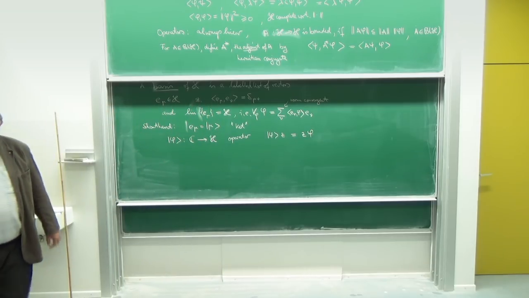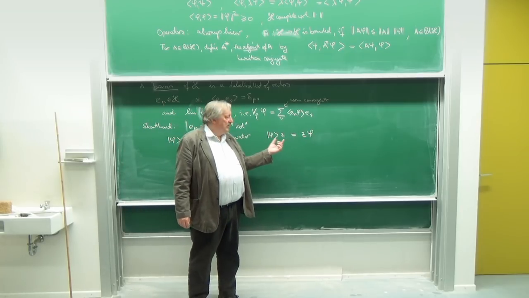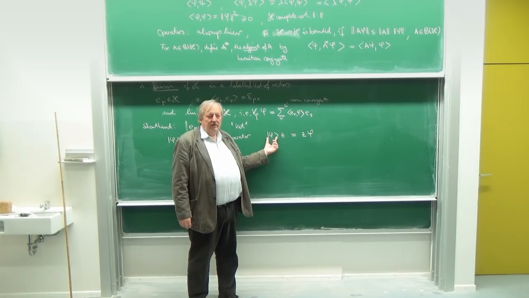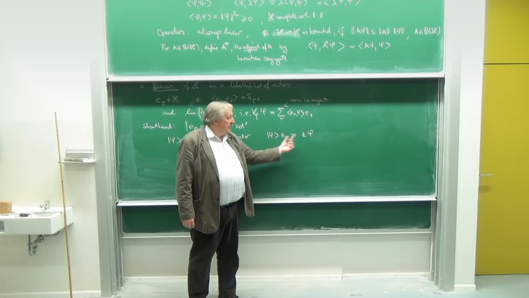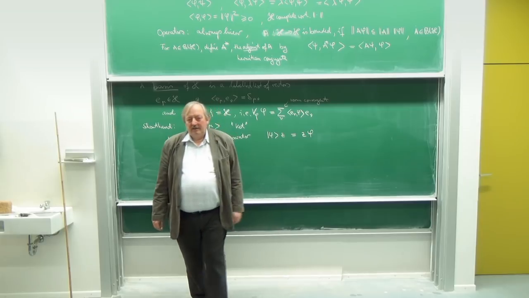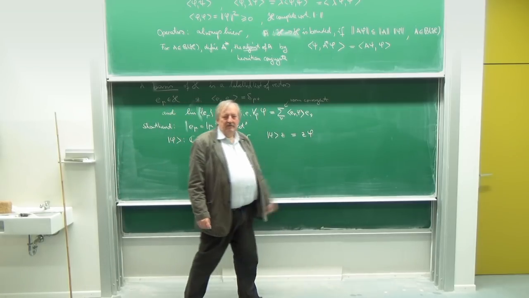So we'll have many equations like that where I define an operator by saying what it does, right? So this is supposed to be an operator on the complex numbers. So I have to tell you, what does it do to a complex number? And here's what it does. It takes the corresponding multiple that will then be a Hilbert space vector because phi is in the Hilbert space.